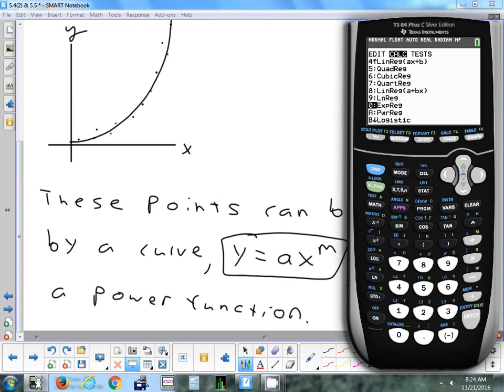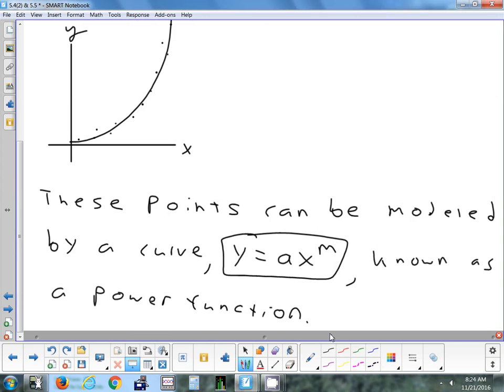Okay, when we get to doing it on the calculator, I'll have to be careful with which equation we use. We'll have to double check because the calculator might call it something different than our book. But that's the word your book uses, power function, and that's on page 290.